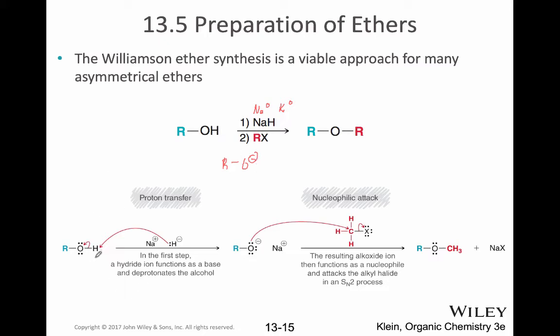So the Williamson ether synthesis is a two-step process. You deprotonate, you do a proton transfer. H minus, which is basic, removes the proton on the alcohol to give you the alkoxide. The alkoxide, the O minus, will then attack the electrophilic carbon of an alkyl halide in an SN2 reaction, kicking out X minus, to give you your unsymmetrical ether.